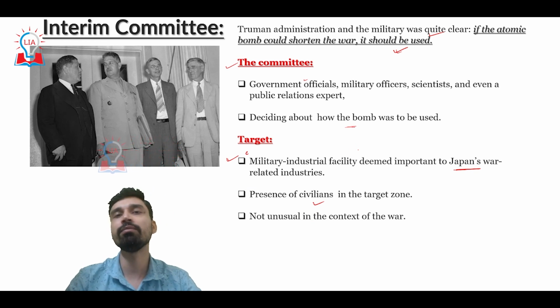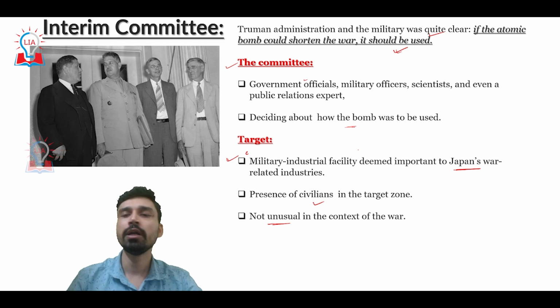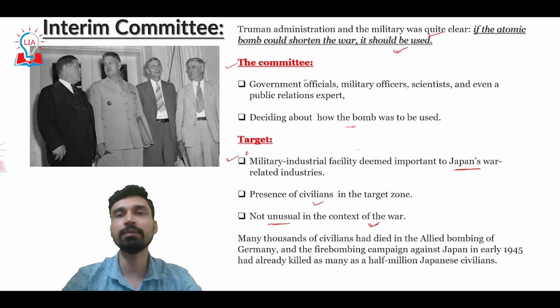That means we can say within the periphery of the cities, or sometimes even in the administrative region of the cities. And thus, it was not unusual to have civilian casualties in the context of war, and this was also not the first time that civilians could have become casualties of the atomic bomb.